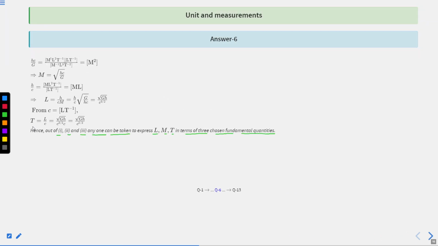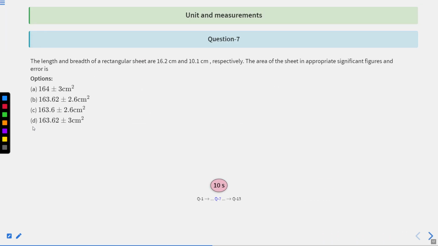Seventh question. The length and breadth of a rectangular sheet are 16.2 centimeter and 10.1 centimeter respectively. The area of the sheet in appropriate significant figures and error is what? You have 10 seconds to solve this question. After that, we will provide the solution.